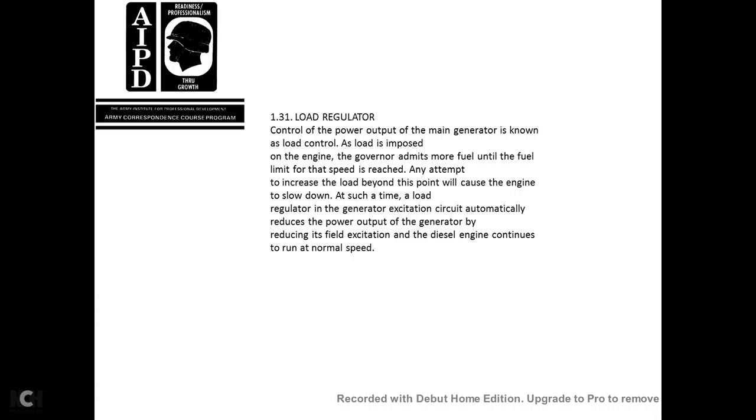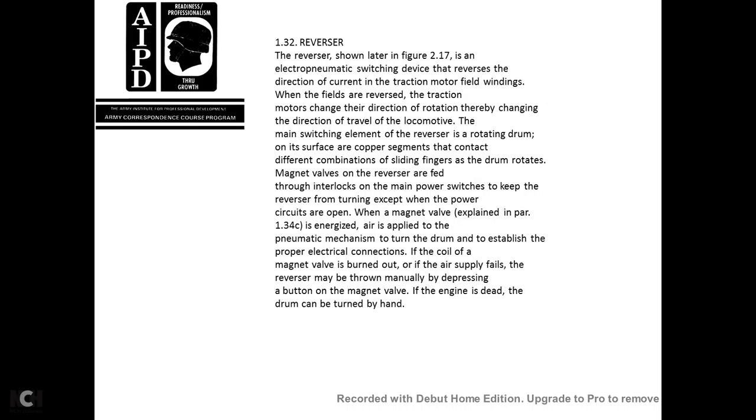131. Load regulator. The control of the power output of the main generator is known as load control. When load is imposed on the engine, the governor admits more fuel until the fuel limit and maximum speed are reached. An attempt to increase the load beyond this point will cause the engine to slow down. At such a time, the load regulator automatically changes the generator excitation circuits to reduce the power output of the generator by reducing the field's excitation. The diesel engine continues to run at normal speed.